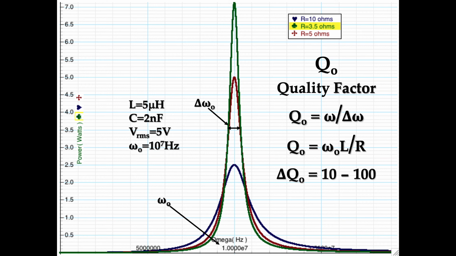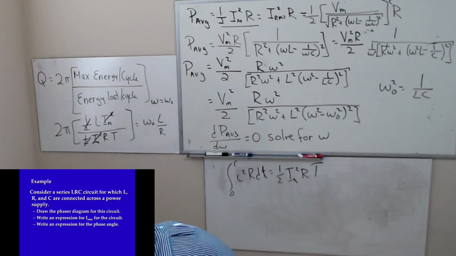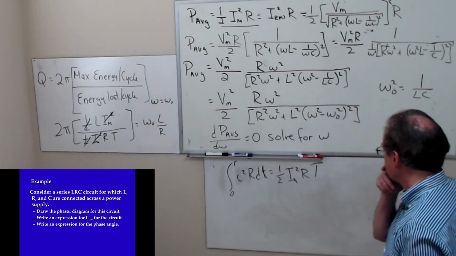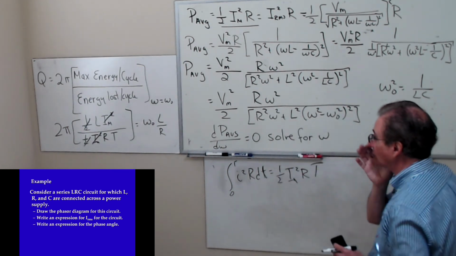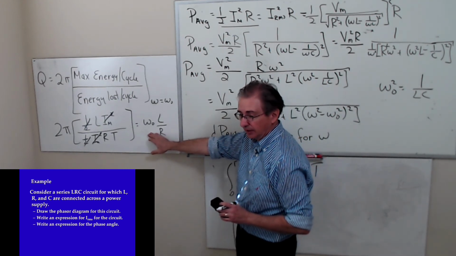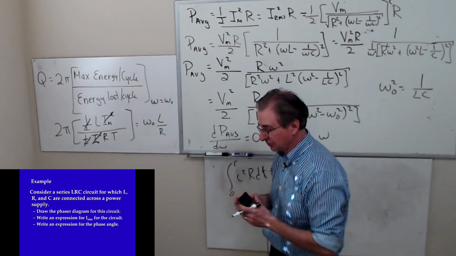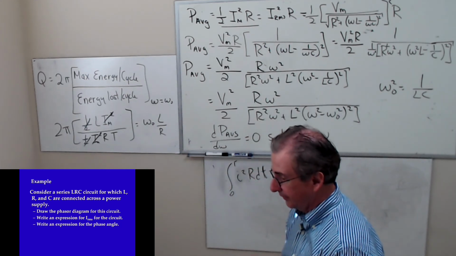It's called the full width at half maximum. And one can show that omega over delta omega is equal to omega naught L over R. My goal, hopefully in the lab, is to show you that. Maybe not this week, but hopefully next week. I won't do it here. It just takes a little bit of work. Although in the homework, you will kind of see that because there's a problem related to this.